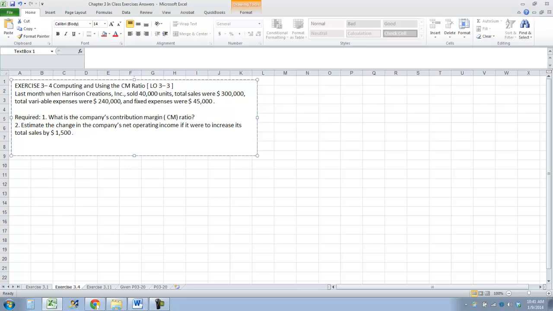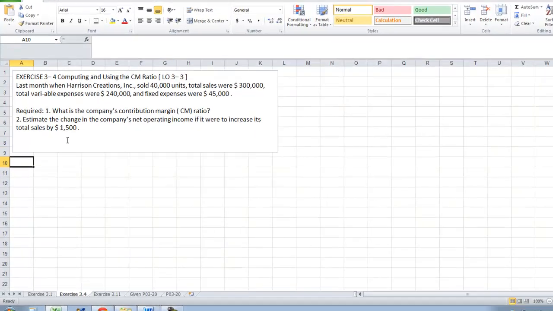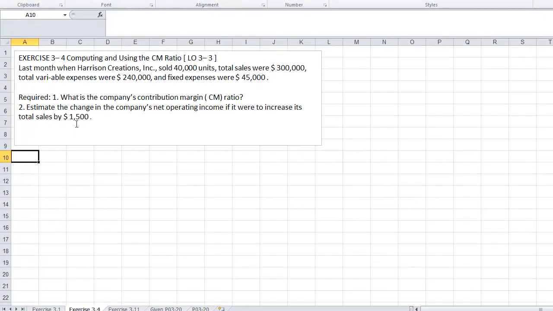All right, exercise 3-4. All right, last month Harrison Creations Inc. sold 40,000 units. Total sales were 300,000. Total variable expenses, from the book, were 240,000 and fixed expenses were 45,000. Required: what is the company's CM, contribution margin, ratio? Estimate the change in the company's net operating income if they were to increase sales by 1,500.